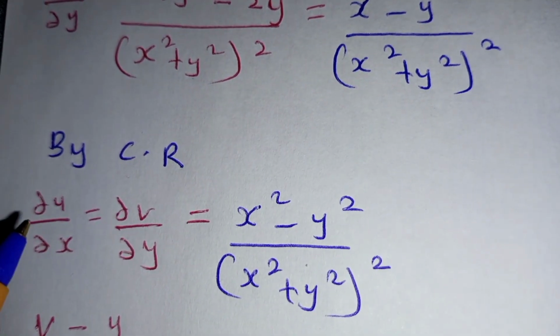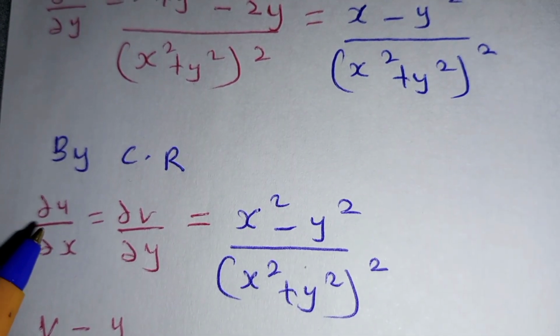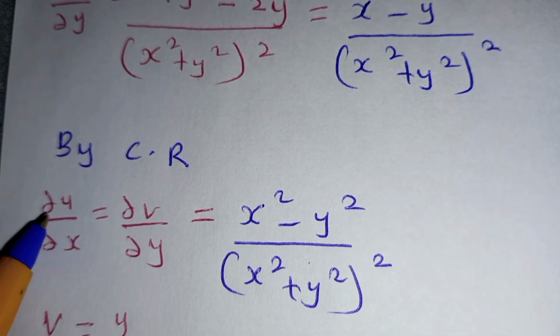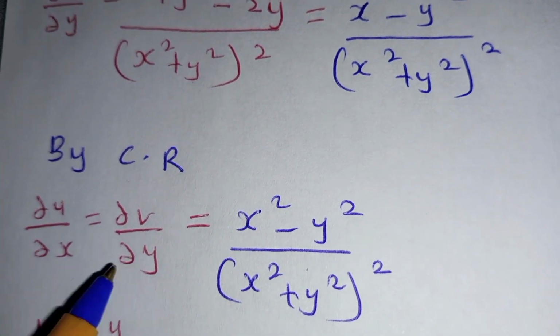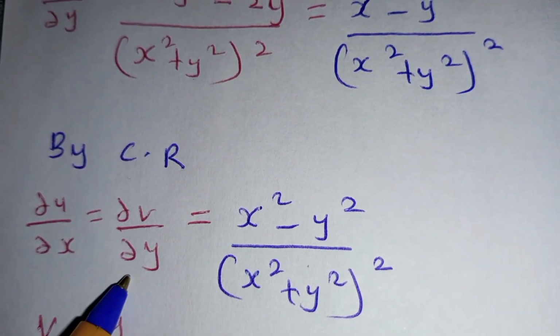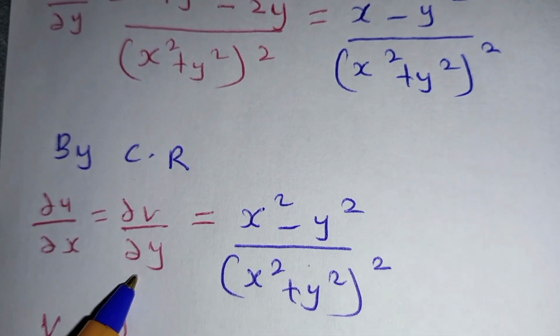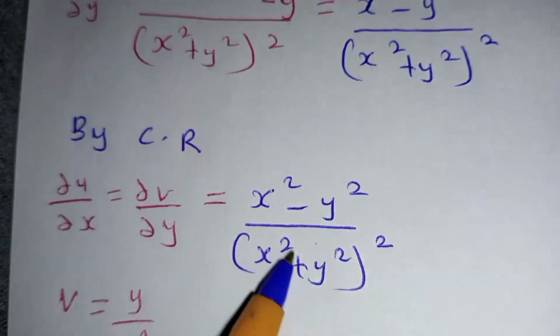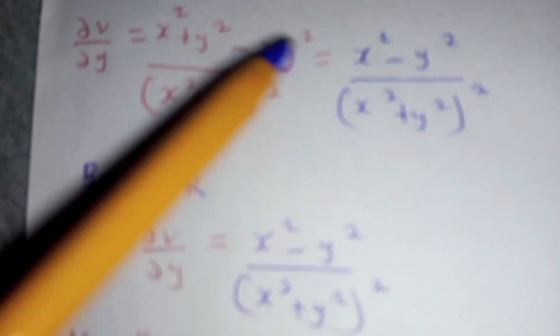Now, since by Cauchy-Riemann equation, the partial of u with respect to x is equal to the partial of v with respect to y, which is equal to this from the equation above here.